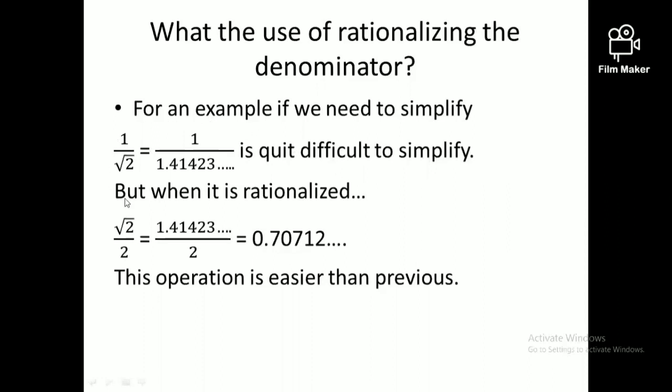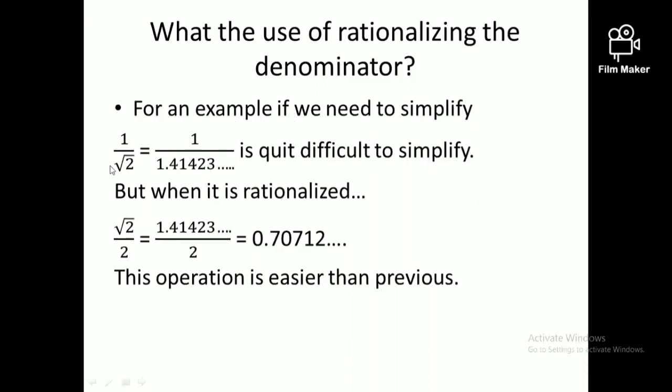Before we learn how to rationalize the denominator, we should understand the purpose of doing it. So what is the problem if you have a square root in the denominator? For example, if I want to simplify 1 divided by root 2, suppose that you don't have your calculator, then we know that 1 divided by root 2 is 1.41423. It's going to be infinite decimals. Even if you consider this number itself, it's very hard for us to divide it. It's very difficult to do this division.